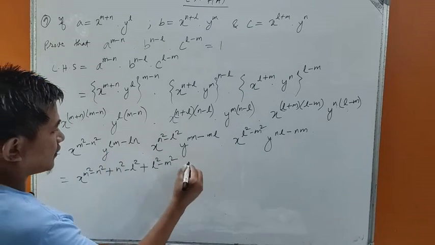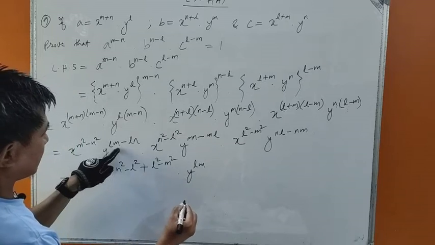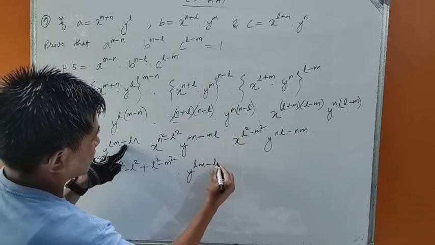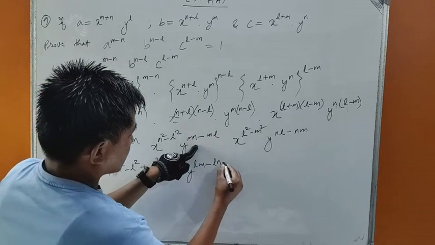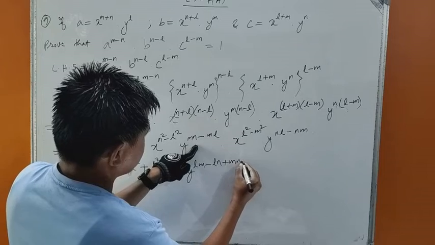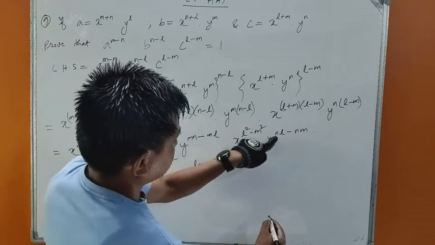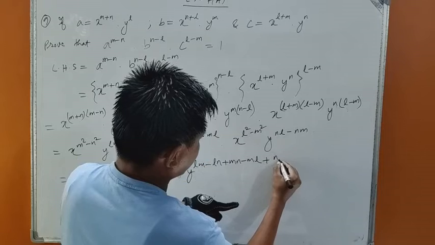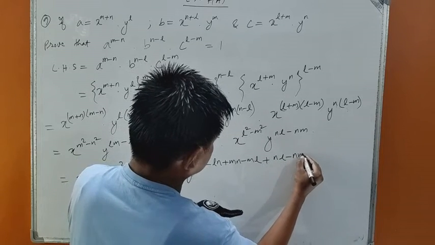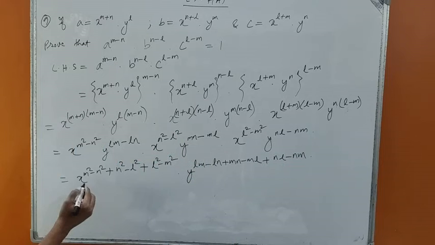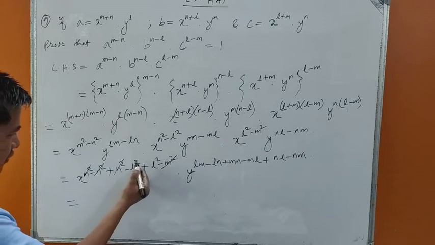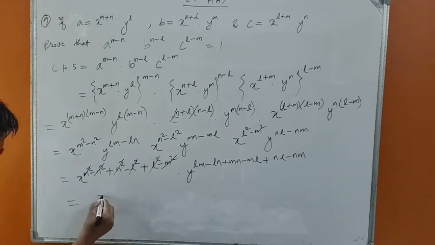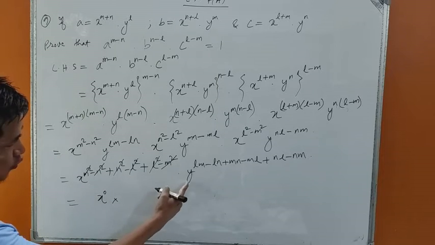So lm minus ln, lm, this lm minus ln minus ln, isn't it? This is n, okay? And this is plus mn minus ml plus nl minus nm, isn't it? So this is plus m square and this is minus m square, can be cancelled. Minus n square plus n square can be cancelled. Minus l square plus l square can be cancelled. So x to the power 0 into y, isn't it?